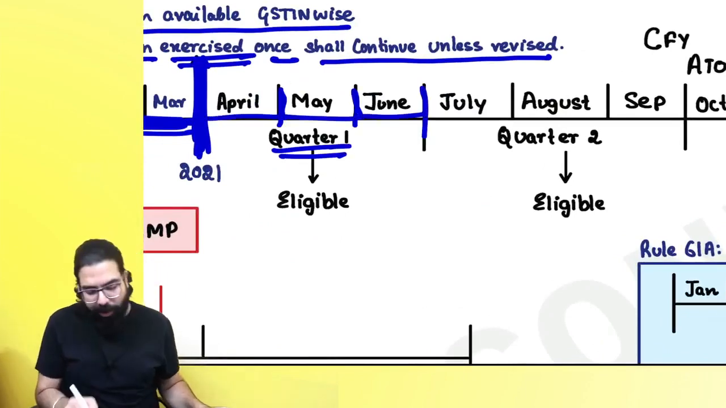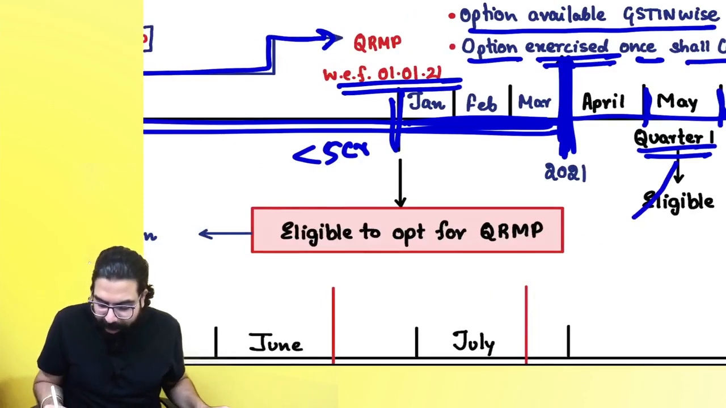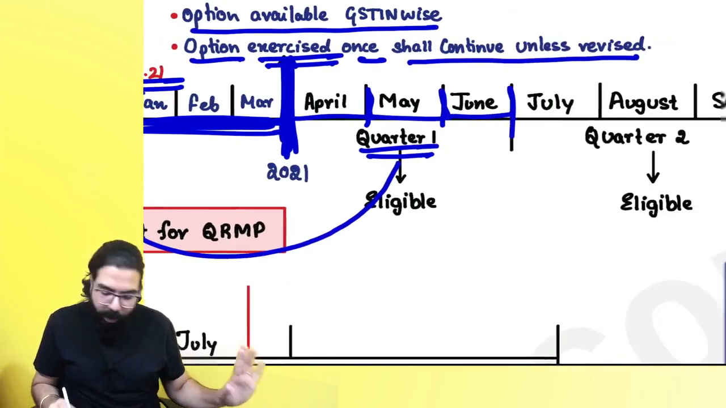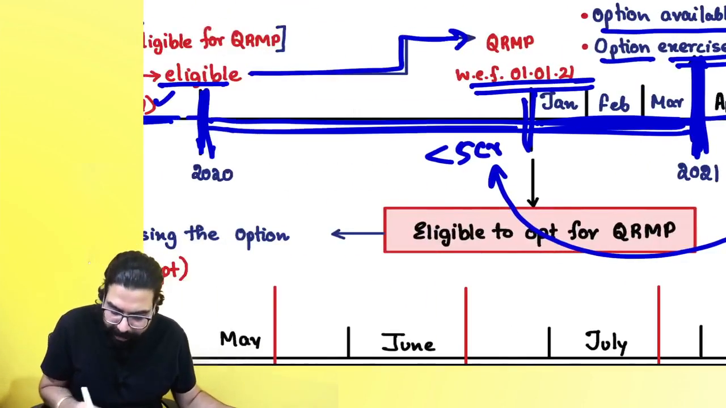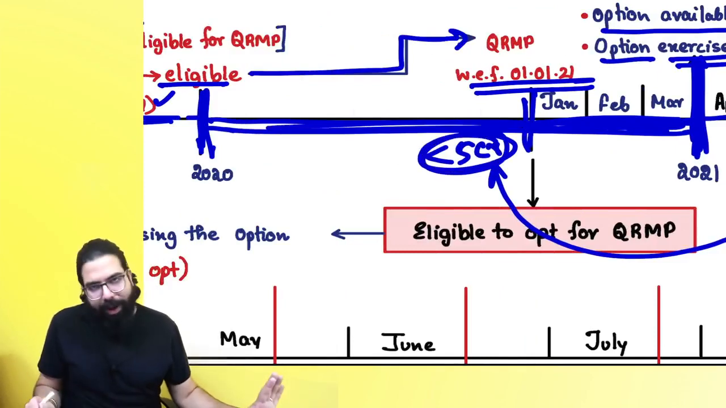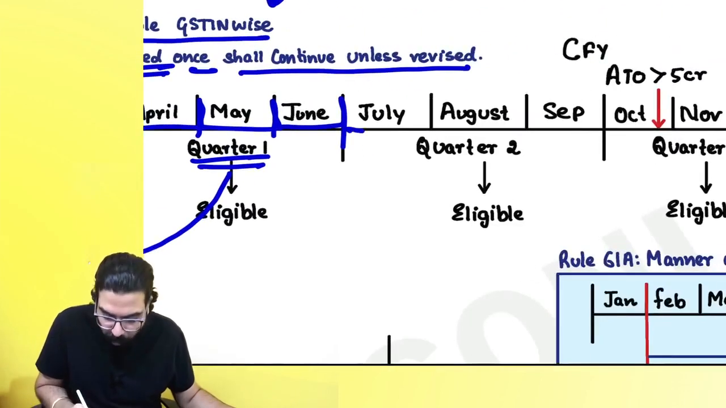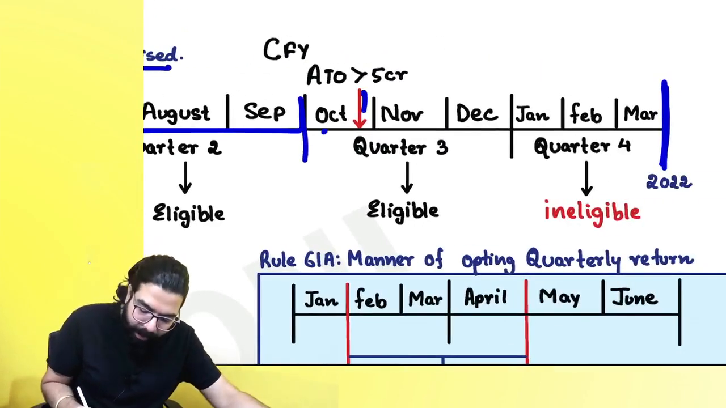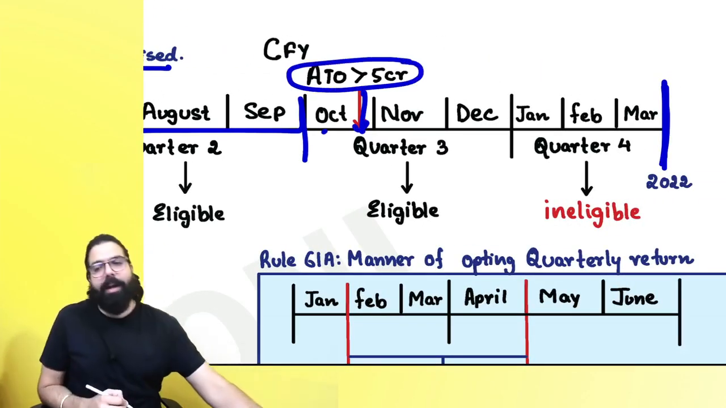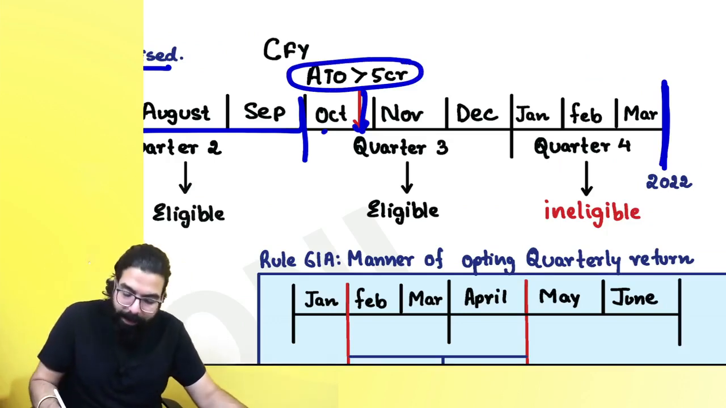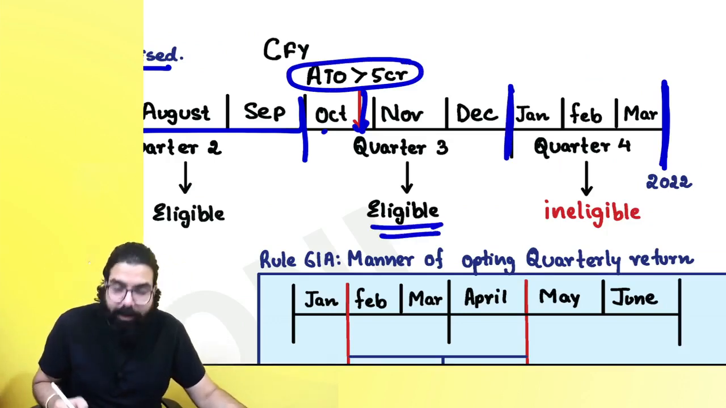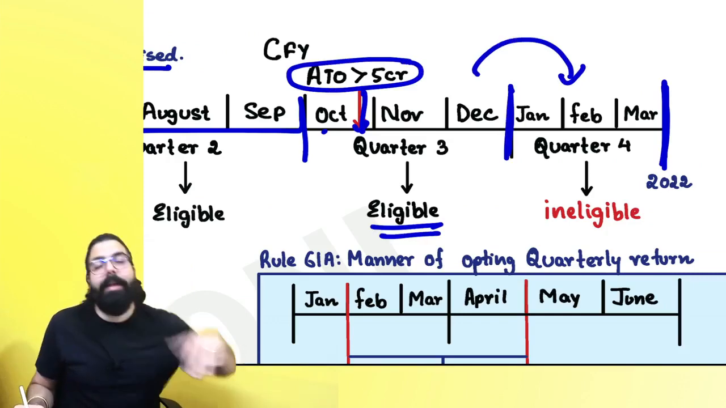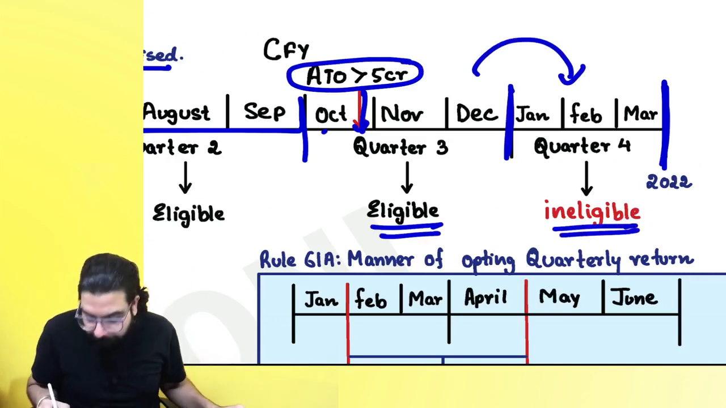Okay, sir. Next. Sir, now April, May, June will be my first quarter. For this, I have to see the 2021 turnover. Okay, sir, I am eligible because here the turnover is less than or equal to 5 crore. Then the next quarter also I am eligible. I have not crossed my aggregate turnover. For example, in the third quarter, I crossed the aggregate turnover of 5 crore, then remember for the third quarter I'll be eligible, but for the fourth quarter, the next quarter onwards, I will become ineligible.